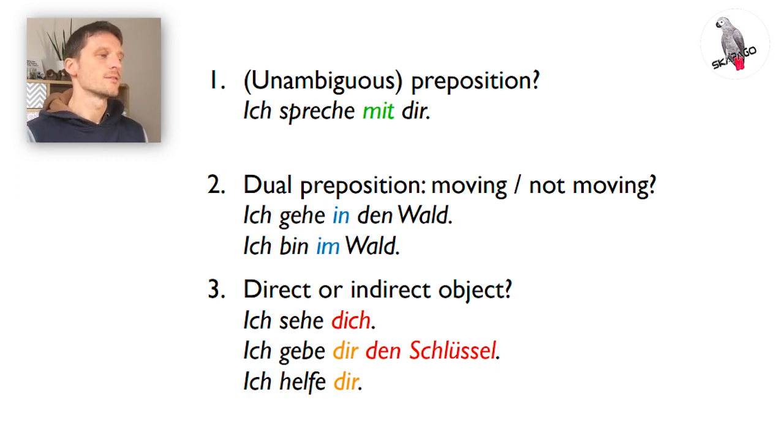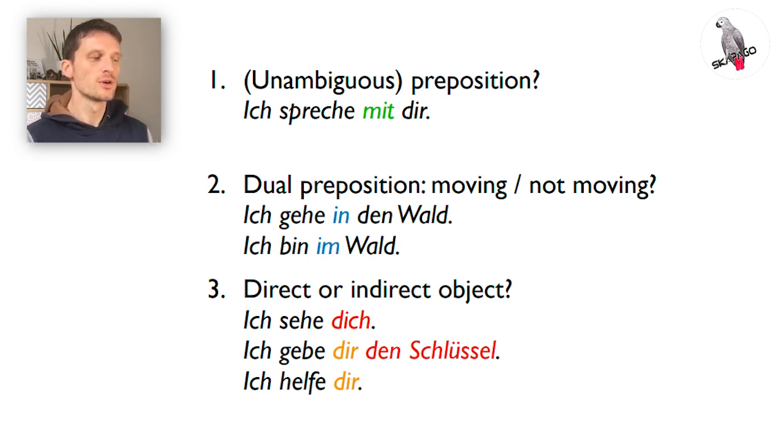As I just said, the question is, are you moving or are you not moving? So if you say ich gehe in den Wald, you're moving towards the forest. So that requires Akkusativ because it's a movement. Ich bin im Wald, well, then you're already there, you're not moving, at least you're not moving relatively to the forest. Then you would use Dativ, and then you would say in dem, which becomes im.